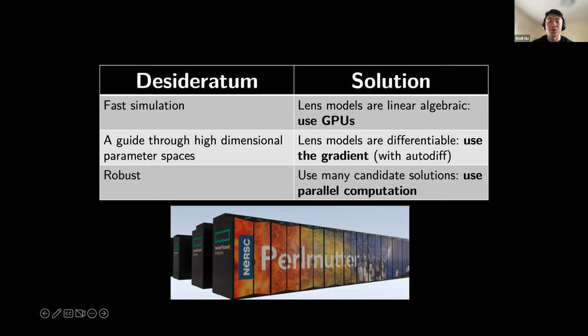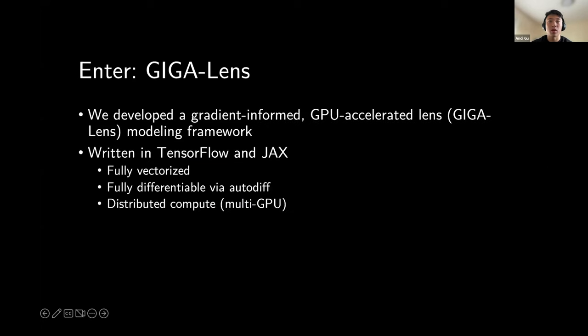But to maintain many candidate solutions, we'll use parallel computation with GPUs. So this is why we developed our framework, which is known as GIGA-Lens, standing for a gradient-informed and GPU-accelerated lens modeling framework. We wrote this library with these three desiderata in mind. And as some of you may have realized, the popular TensorFlow is a really good choice for most of the features that we wanted. Our code is fully vectorized and fully differentiable using TensorFlow's autodiff, and it also runs natively on GPUs. Furthermore, we wrote a parallel branch in JAX that has further support for distributed computing using multiple GPUs, which we were conveniently able to test out on the new Perlmutter system. We also use another library called TensorFlow Probability, which is very useful for some of these Bayesian modeling primitives.